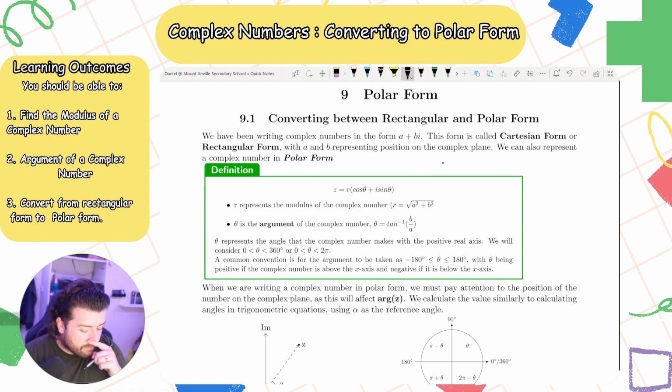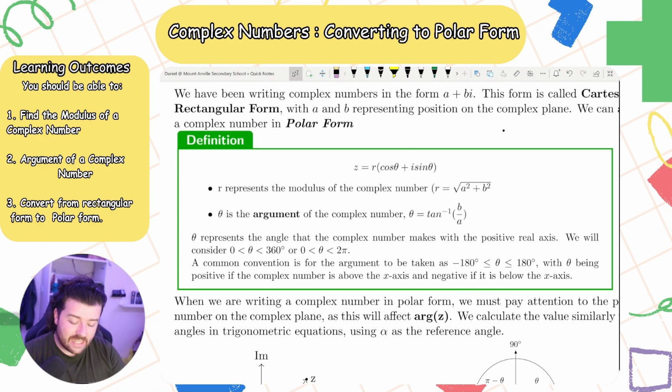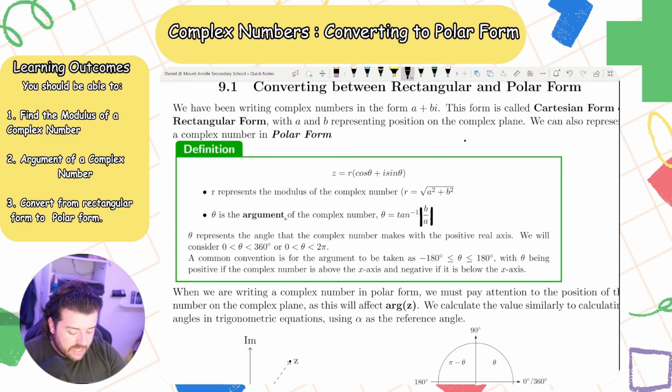Here, a and b represent the position on the complex plane. But we can also represent a complex number in polar form. The definition of polar form is this. We can rewrite it as r times cosine theta plus i sine theta, where r represents the modulus of my complex number, and theta is the argument of the complex number. And theta is usually equal to tan inverse of the positive sense of b over a, so the imaginary part divided by the real part. So theta represents the angle that the complex number makes with the positive real axis.